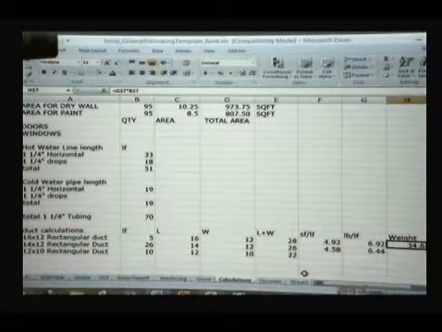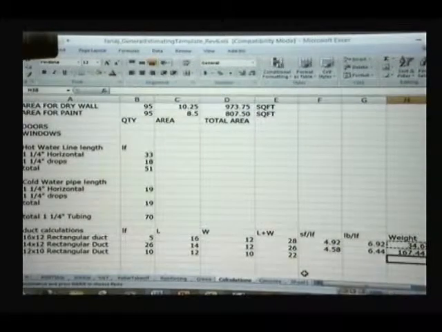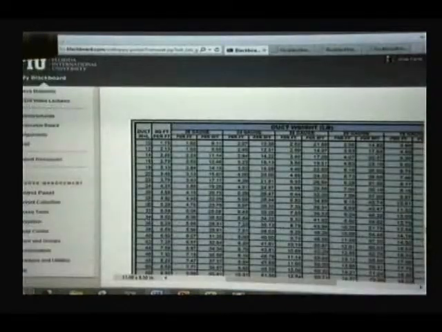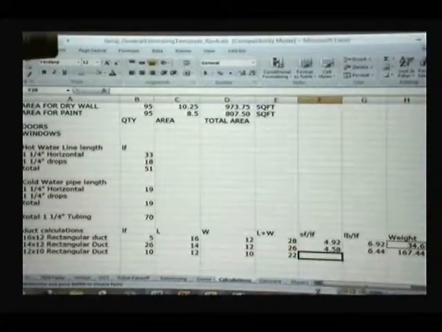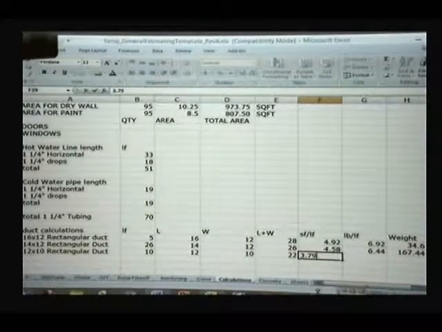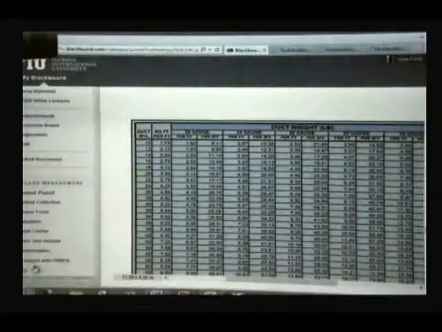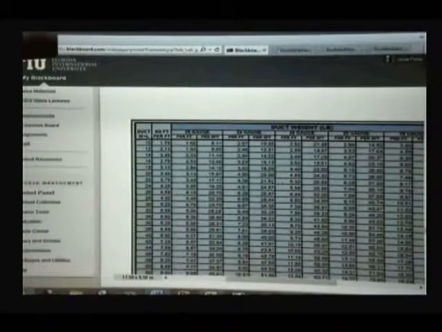So the weight is going to be 167. This one is L plus W 22. So 22 is 3.79, and the weight of 22 is 5.33.